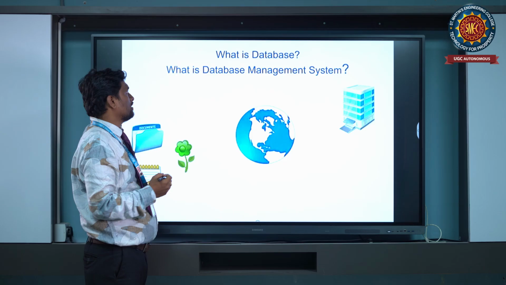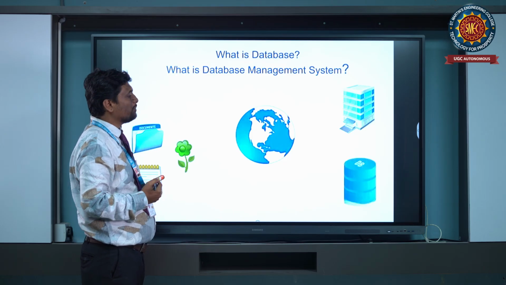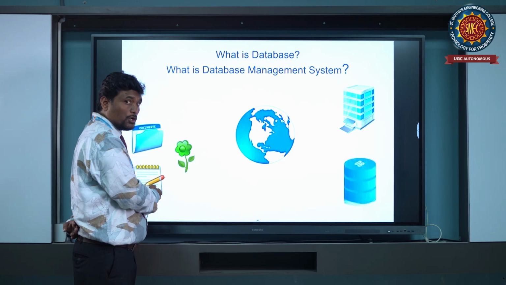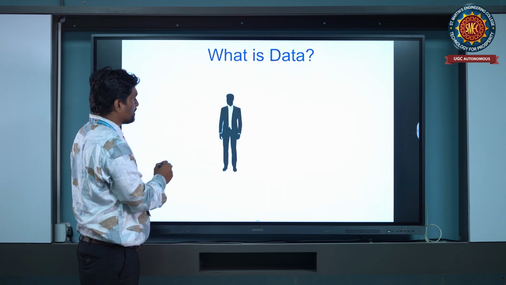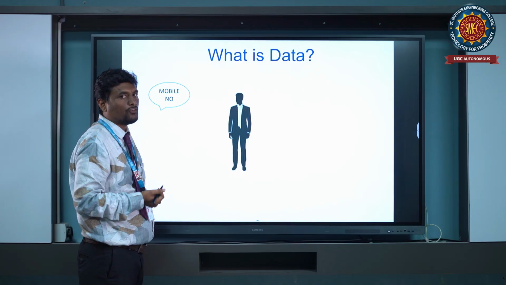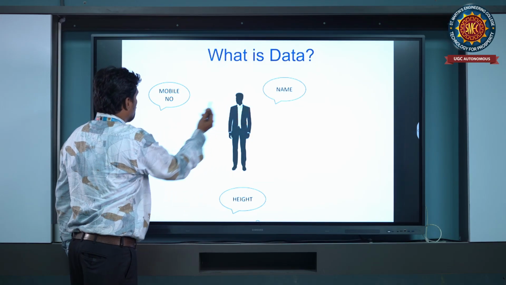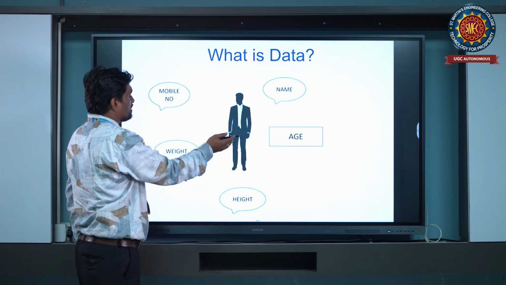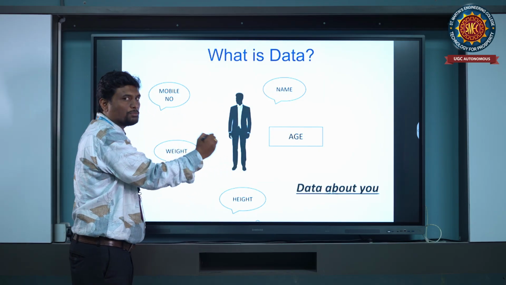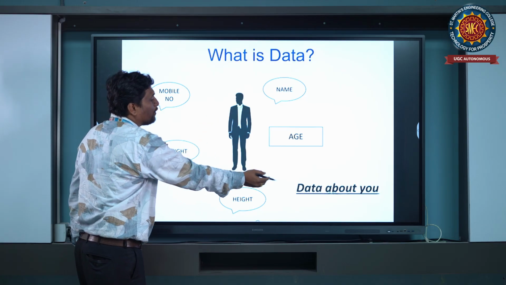What is data, what is the DBMS? Before this, we were using a file base. Suppose we take one person. One person has different types of properties: the name, mobile number, weight, height, and age. This is all the data. This is the raw fact of the data, the raw facts of the person. This is about the data.